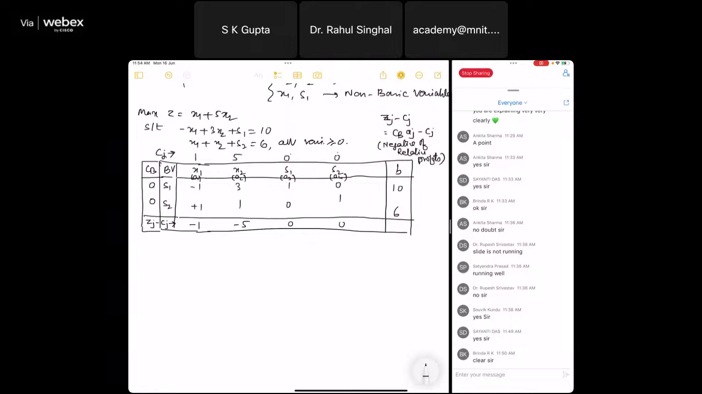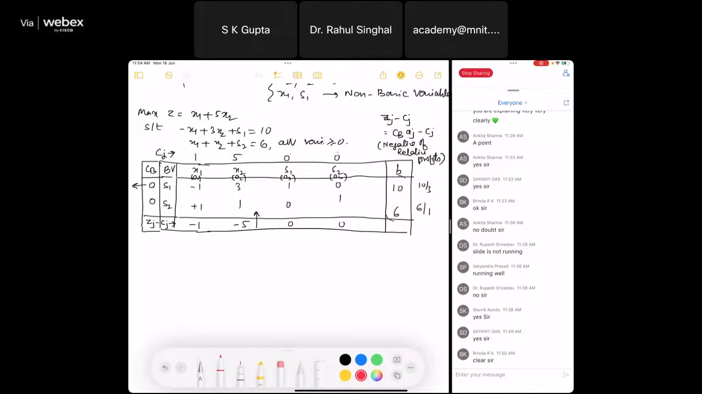And which variable will leave? You can find the ratio 10 by 3. This is your right hand side, and this is your entering column, right? So 10 upon 3, and this is 6 upon 1. Which is minimum? Minimum is here, 10 by 3. So this will leave the basis, and this will be your pivot element. The intersection of these two arrows will be your pivot element, right?